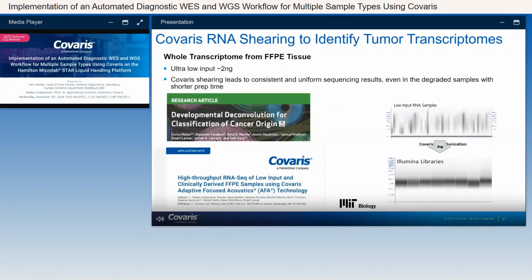Covaris in RNA-seq or the transcriptomic workflow. Covaris is well known for its AFA-based DNA shearing, often referred to as the gold standard for DNA fragmentation. In addition to DNA applications, this focused ultrasonication technology is also widely applied for RNA shearing for RNA-seq or transcriptomic workflows. Here is one of the case studies from MIT Biology Genomics Core Lab.